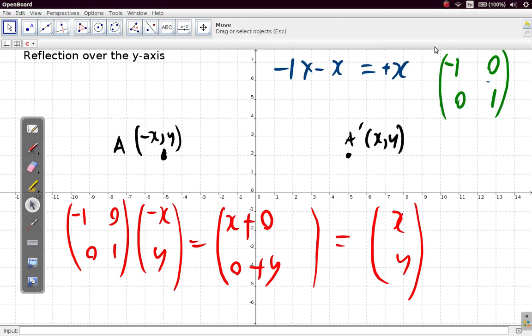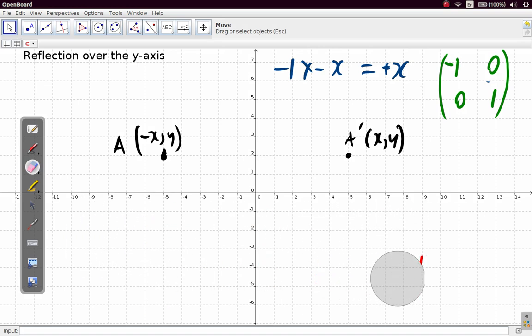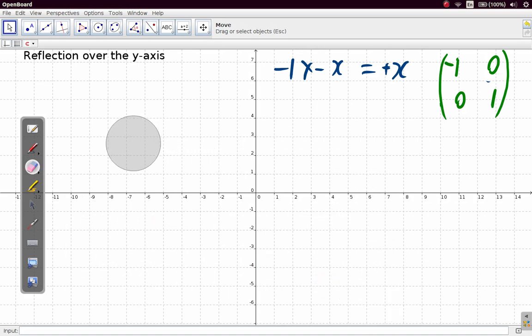Last time we looked at reflection over the y-axis, and we've reflected A at negative x, y to A prime at x, y. Let's look at a specific example. We saw, of course, that the matrix that does the reflection over the y-axis is negative 1, 0, 0, 1, right?